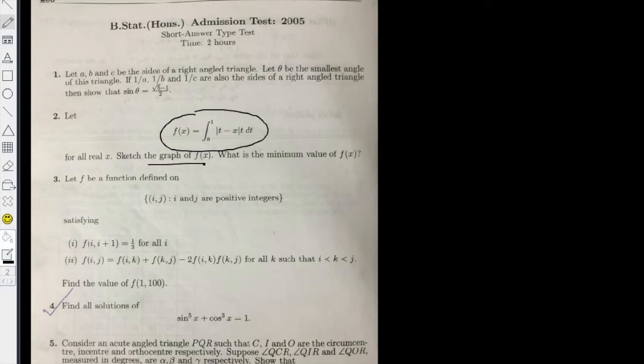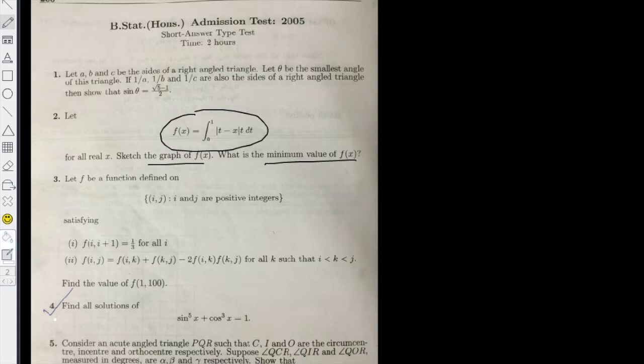So the function f(x) is given to us as an integral, and we have to find the graph of it, and also we have to find the minimum value of it. So we have already done the first problem in a previous sequence of video lectures. In this one we will try the second one. So let's start with this.